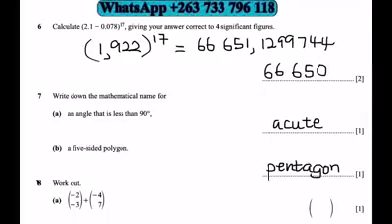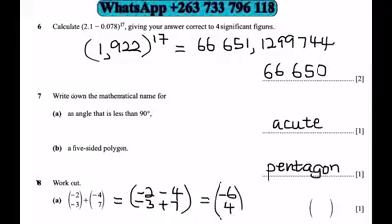Then number 8 was on vectors. Work out (-2, -3) plus (-4, 7). So we add the corresponding values according to the position. So here -2 plus -4, this will be a negative. So -2 -4, it's -6. Then -3 plus 7 is like subtracting 3 from 7. So 7 minus 3 is 4, positive 4. So our answer here is (-6, 4).